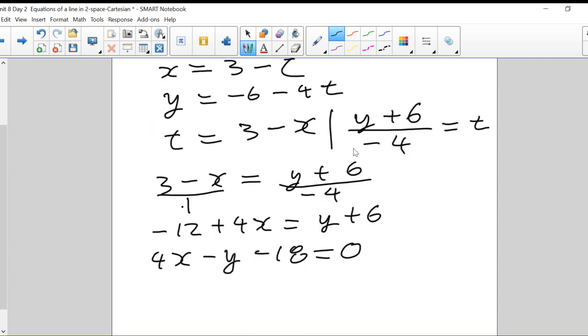So really what you want to do is get one where only one of these is negative, which we've done. This is positive, this is negative, and then we flip the numbers around, 4 and minus 1. So there is my equation in standard form.